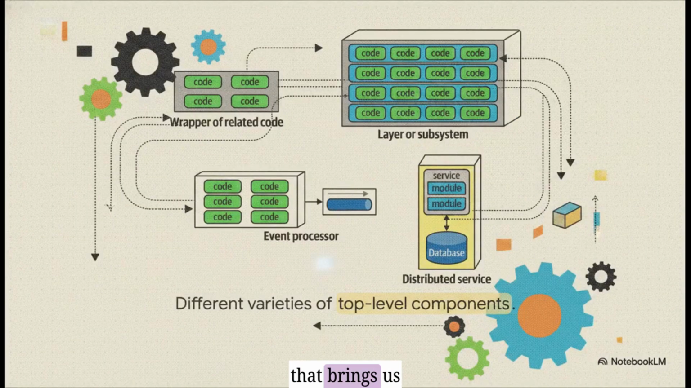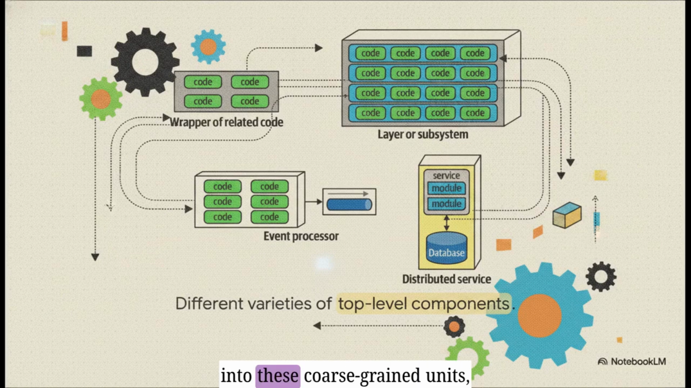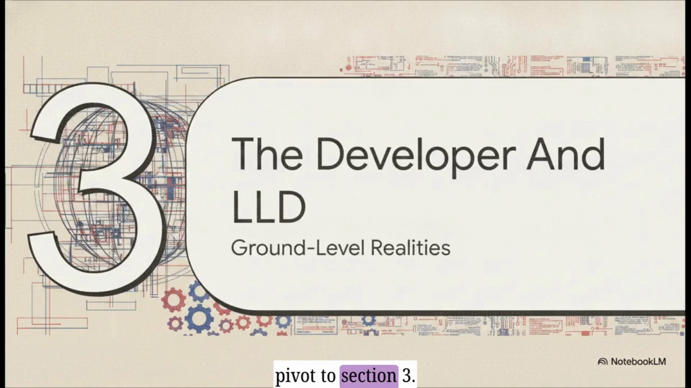And that brings us to a really core output of HLD, components. Architects partition the whole system into these high-level modular building blocks. That might be a simple wrapper of related code, maybe a layer or subsystem, an event processor, or even a standalone distributed service with its very own database. Basically, the architect decides how to chunk the system into these coarse-grained units, setting the rules of engagement for the entire application. All right, let's pivot to section 3, the developer and LLD.